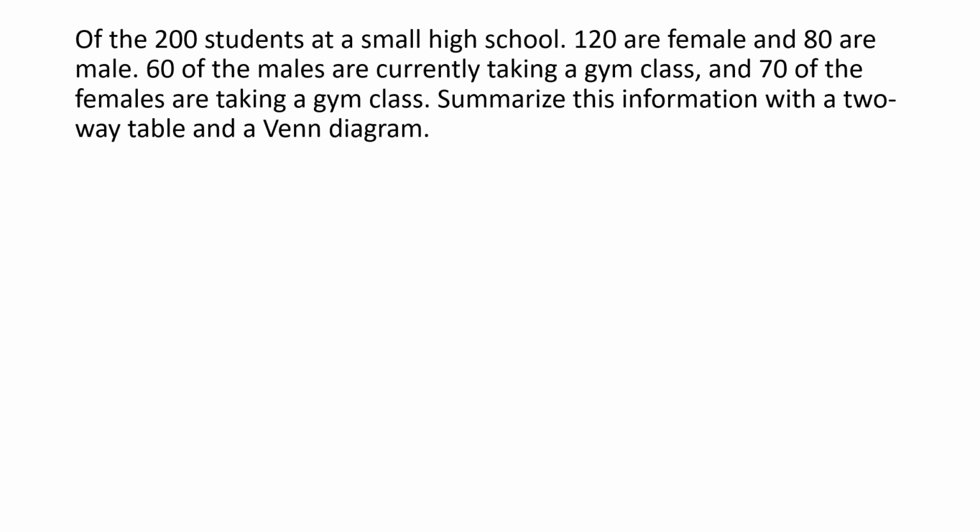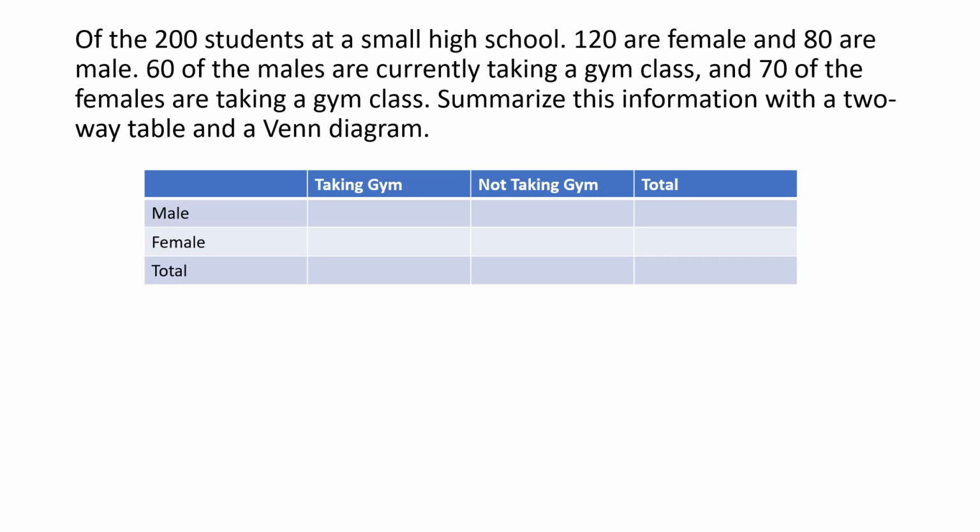So you need to think about, what are my variables here? Okay, gender is one variable. And then taking a gym class is the other. So we would think of, what are the two outcomes? Well, you're either taking a gym class or you're not. So let's start by building a two-way table. Okay, male, female, taking gym, not taking gym would be our things.